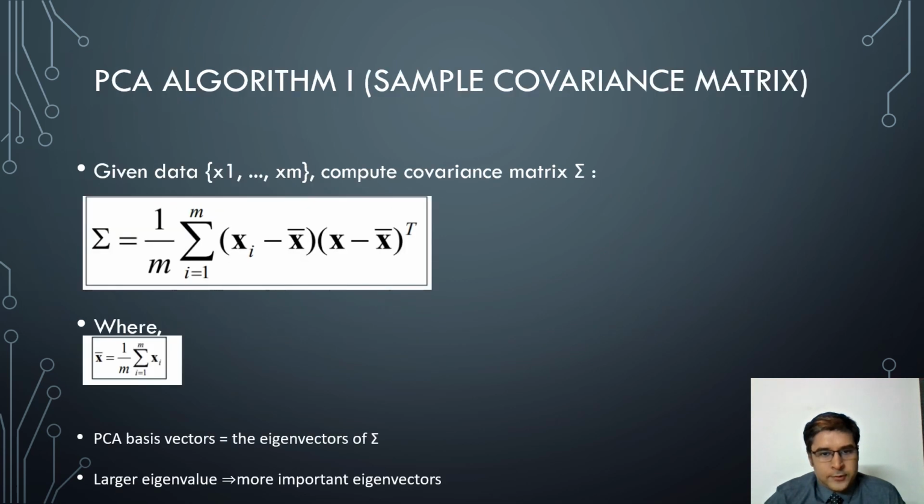Now we discuss PCA's first algorithm, or the sample covariance matrix method. Given data x1 to xm, compute the covariance matrix Sigma as 1 by m summation i equals 1 to m of (xi minus x bar) times (xi minus x bar) transpose, where x bar is equal to 1 by m summation i equals 1 to m of xi. So the PCA basis vectors are the eigenvectors of Sigma. A larger eigenvalue implies a more important eigenvector. So the more important eigenvectors are those having more variance, or larger eigenvalues, and these are chosen in the final model.